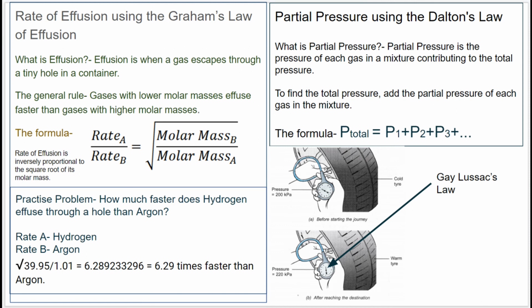And then we also have the partial pressure using Dalton's law. So this is a pretty simple concept. To find the total pressure, we add all of the partial pressures of each gas in a mixture, and this basically gives us the total pressure.